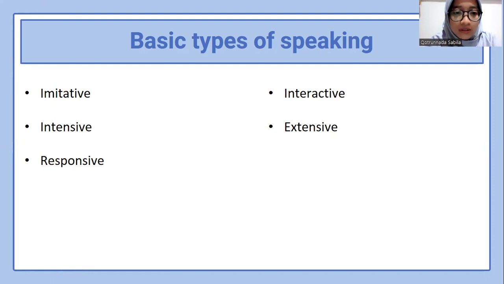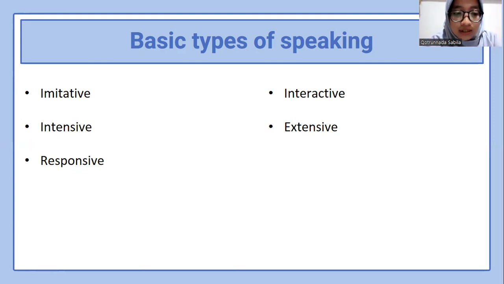We have five basic types of speaking. First is imitative. This is at one end of a continuum of types of speaking performance, the ability to simply parrot back or imitate a word or a phrase or possibly a sentence.